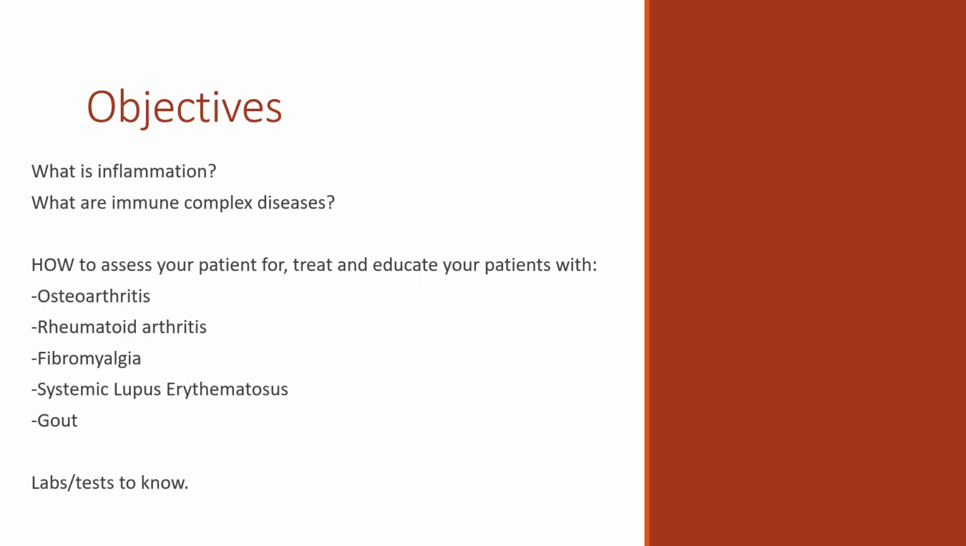Okay, so let's go to the next slide. These are our objectives. What is inflammation and what are immune complex diseases? How to assess your patient for, treat, and educate your patients with these diseases. You need to know osteoarthritis, rheumatoid arthritis, fibromyalgia, gout, and systemic lupus erythematosus. I just call it SLE. I can never say that other word. I apologize. And then you want to make sure that you know the labs and tests to diagnose each of these problems.